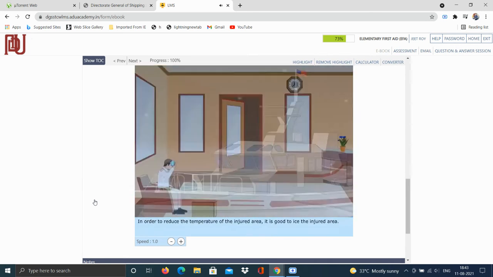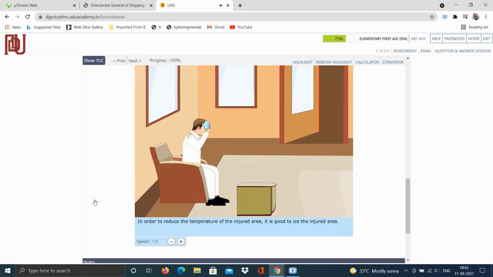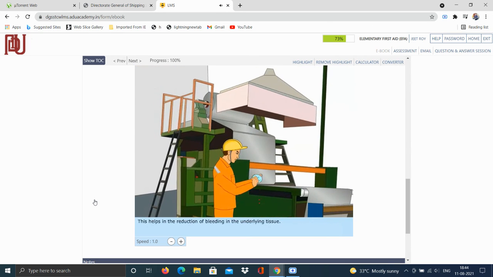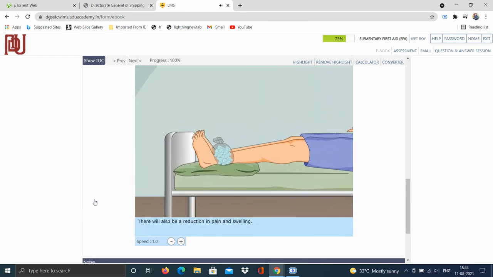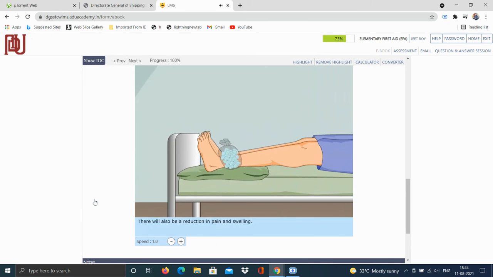In order to reduce the temperature of the injured area, it is good to ice the injured area. This helps in the reduction of bleeding in the underlying tissue. There will also be a reduction in pain and swelling.